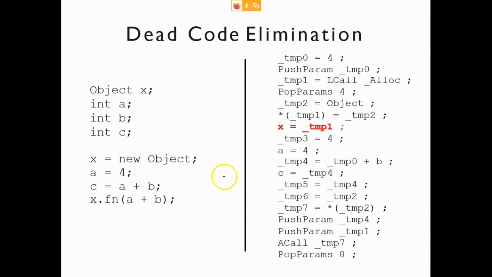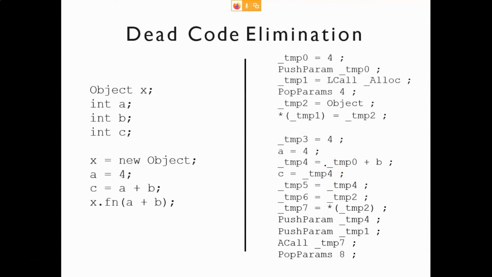For example, in this example you can see we are assigning temp1 to x. Now just check, after this statement we are not using x. Because we are not using x, we can remove this. This is dead code, so we can eliminate it because we are not using this x after this definition.